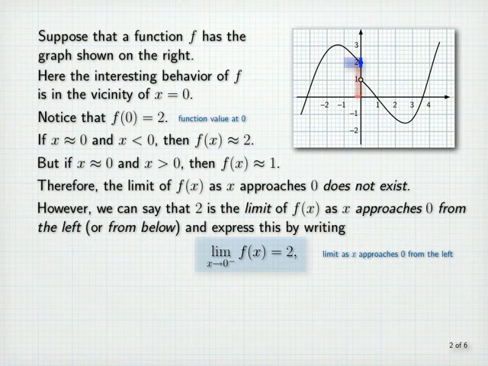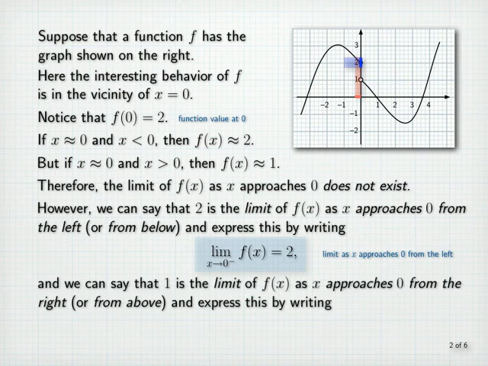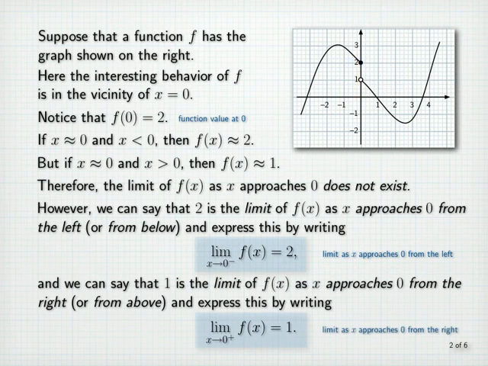1 is the limit of f of x as x approaches 0 from the right or from above. This means that for any interval centered at 1 on the y-axis, f of x will be in that interval whenever x is in a sufficiently small open interval whose left endpoint is 0.